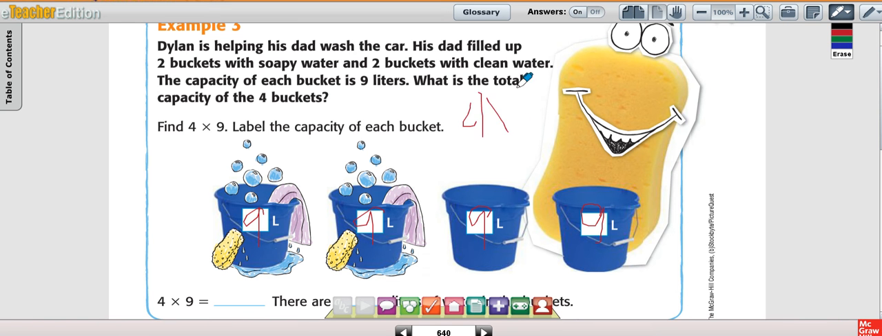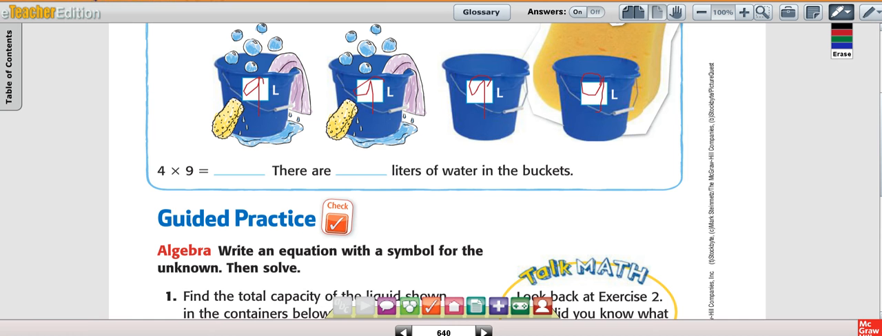Okay, 4 times 9. What's 4 times 9 then? That's a fact that we know. 36. So 4 times 9 is 36. So there are 36 liters of water in the buckets altogether.